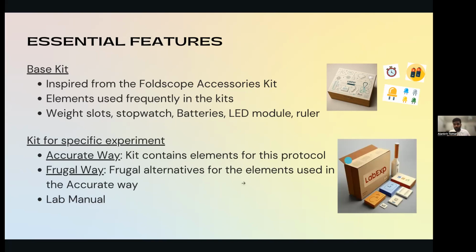We'll be proposing two ways. The first one would be an accurate way, where the kit would contain elements to carry out the experiment in an accurate way. And then we will provide suggestions for frugal alternatives for these elements for the accurate way. And then we'll have a lab manual. So these are the essential components of our design.